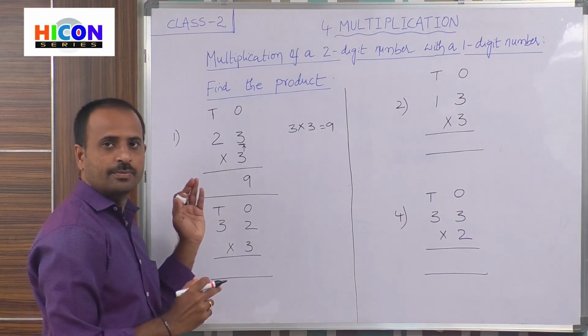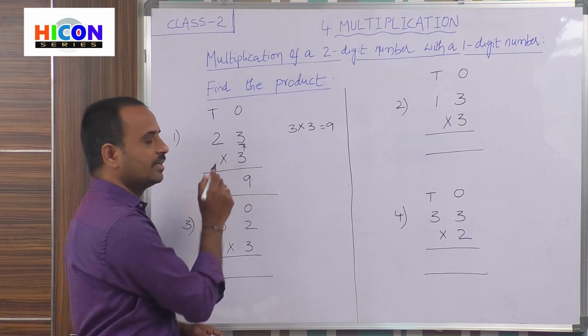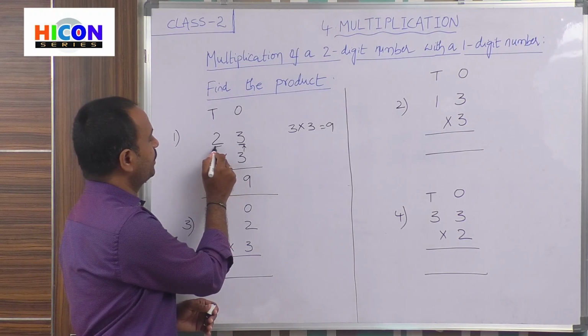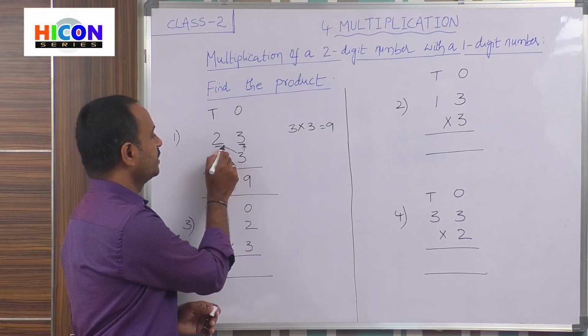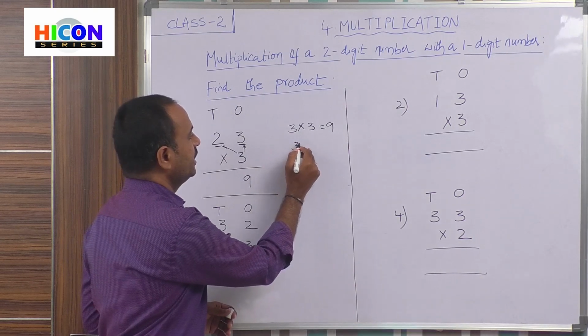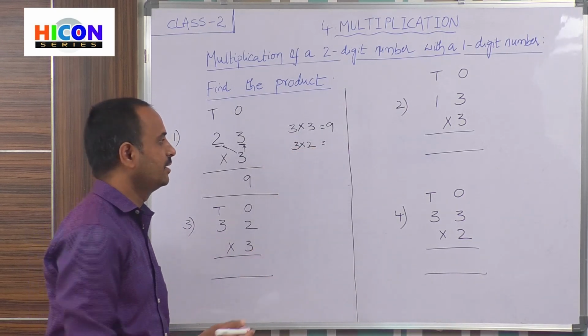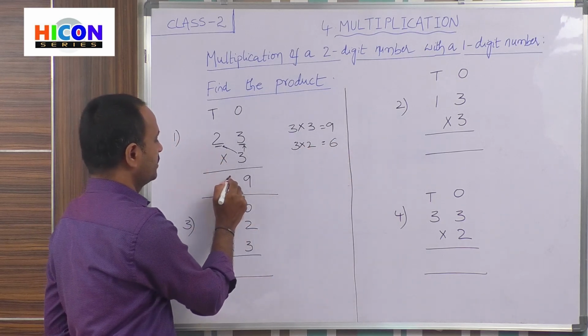Now go to the tens place and multiply the digit present in the tens place with 3. What is the digit present in the tens place here? 2 is present in tens place. So multiply this 2 with 3. That is 3 into 2. Children, 3 twos are how much? 3 twos are 6. Write this 6 under tens place.